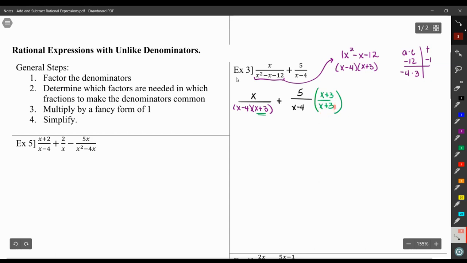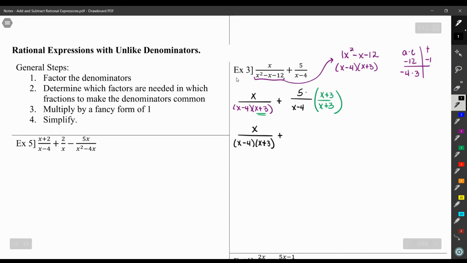It's going to look different, but something times 1 is still 5 over x minus 4 in reality. So your first fraction is not going to change. That has exactly everything we need: x minus 4 times x plus 3. The second fraction, however, will be multiplied by x plus 3.